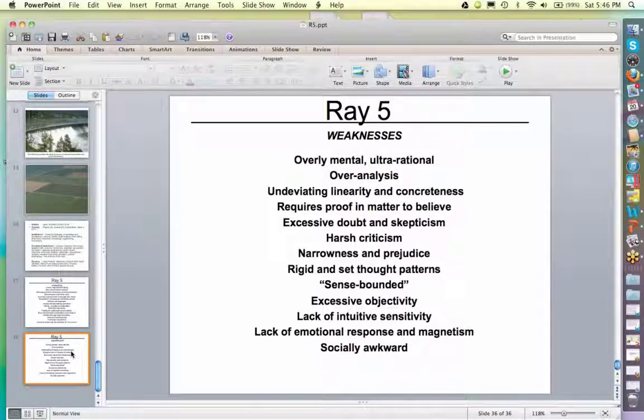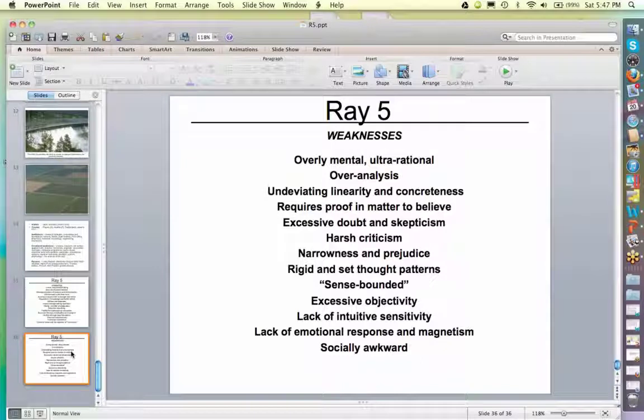Or rigid. Idée fixe is something I usually refer to sometimes for Ray 5. Idée fixe, rigid and set thought patterns. Sense boundedness. Again, anything that the five senses do not know doesn't exist. Excessive objectivity, lack of intuitive sensitivity. This is not an intuitive ray on most levels, okay? And they can be cool and lack emotional response and magnetism. As a matter of fact, they're very non-magnetic. Some of the scientists and some of these doctors we know are very non-magnetic, and they can be socially awkward.